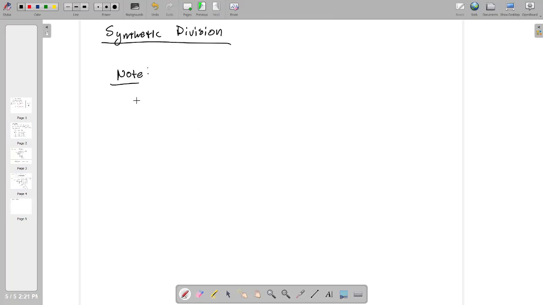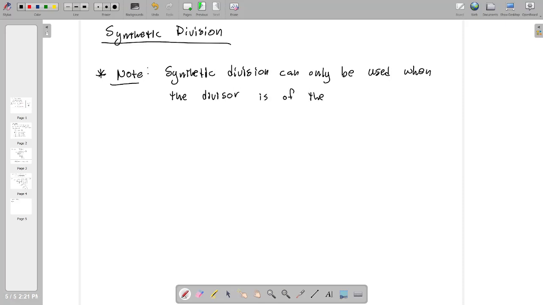All right, the next thing we're going to talk about is synthetic division. Note, this is a very, very key note. This is very, very important when using synthetic division. Synthetic division can only be used when the divisor is of the form x minus c. It doesn't matter what c is as a real number. Obviously, it has to be a real number, but other than that, it does not matter. It could be a fraction or it could be a whole number. But synthetic division can only be used when the divisor is of the form x minus c.